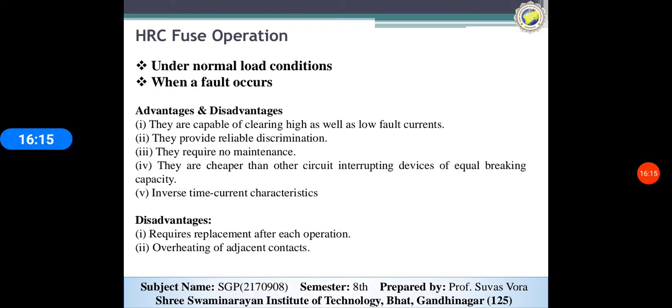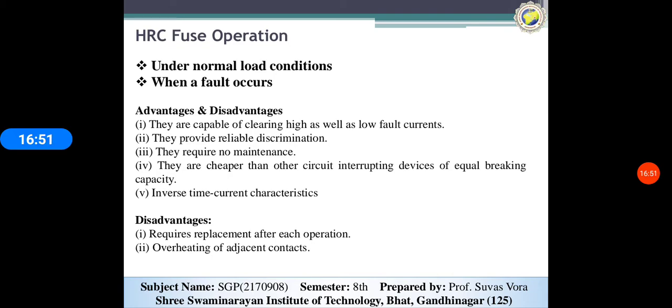Under normal conditions, the fuse element stays at a temperature below its melting point. For the HRC fuse, and all fuses, the most important factor is temperature. Temperature depends on the atmospheric effect, the material loading, and so on. This is the most important factor in the melting of the fuse, so it carries the normal current without overheating.